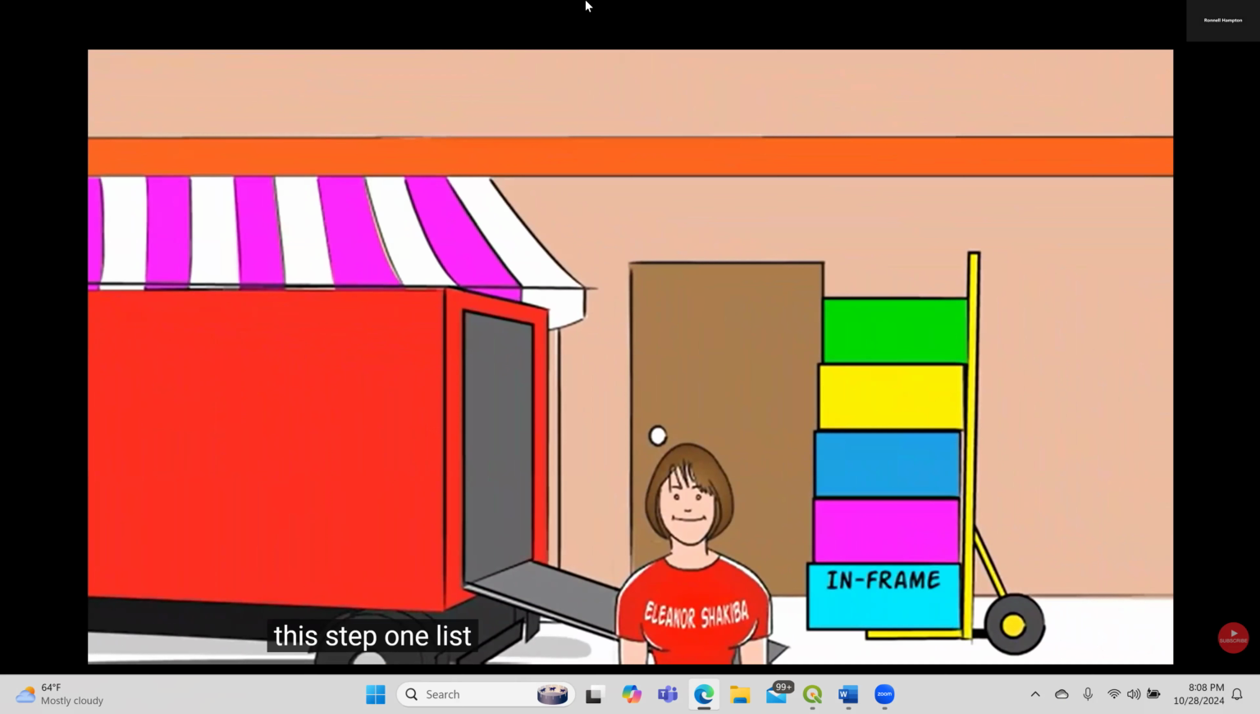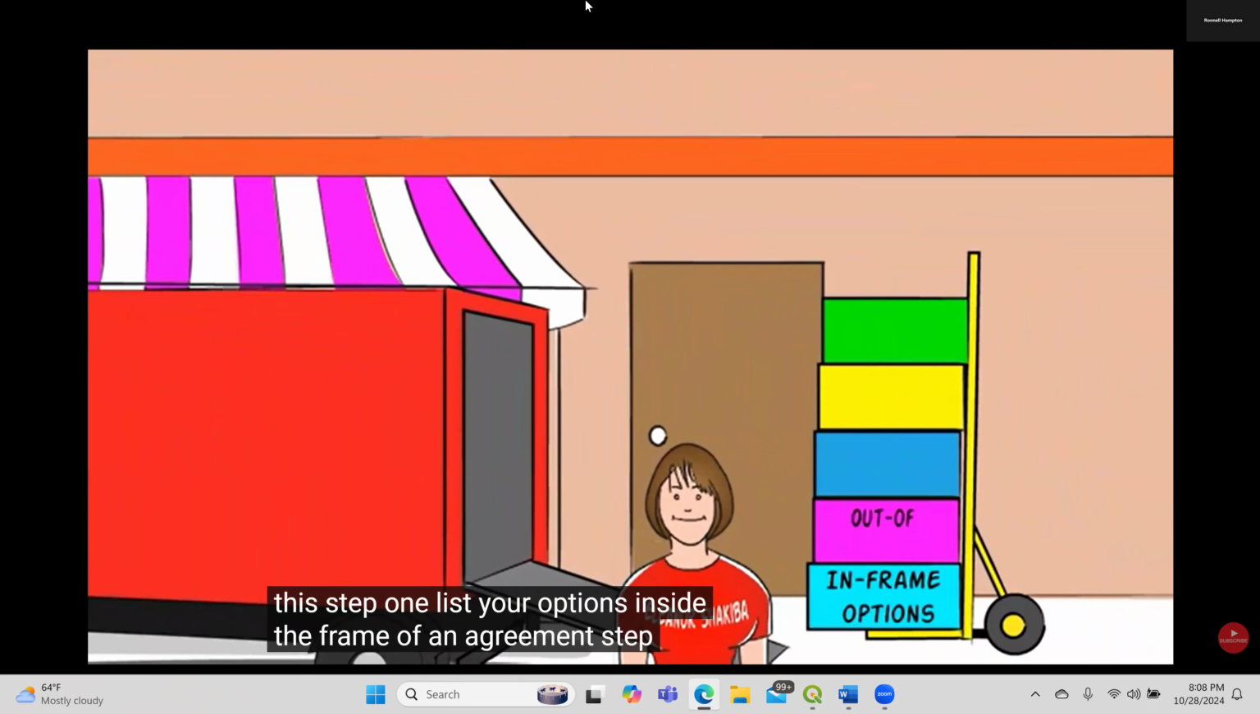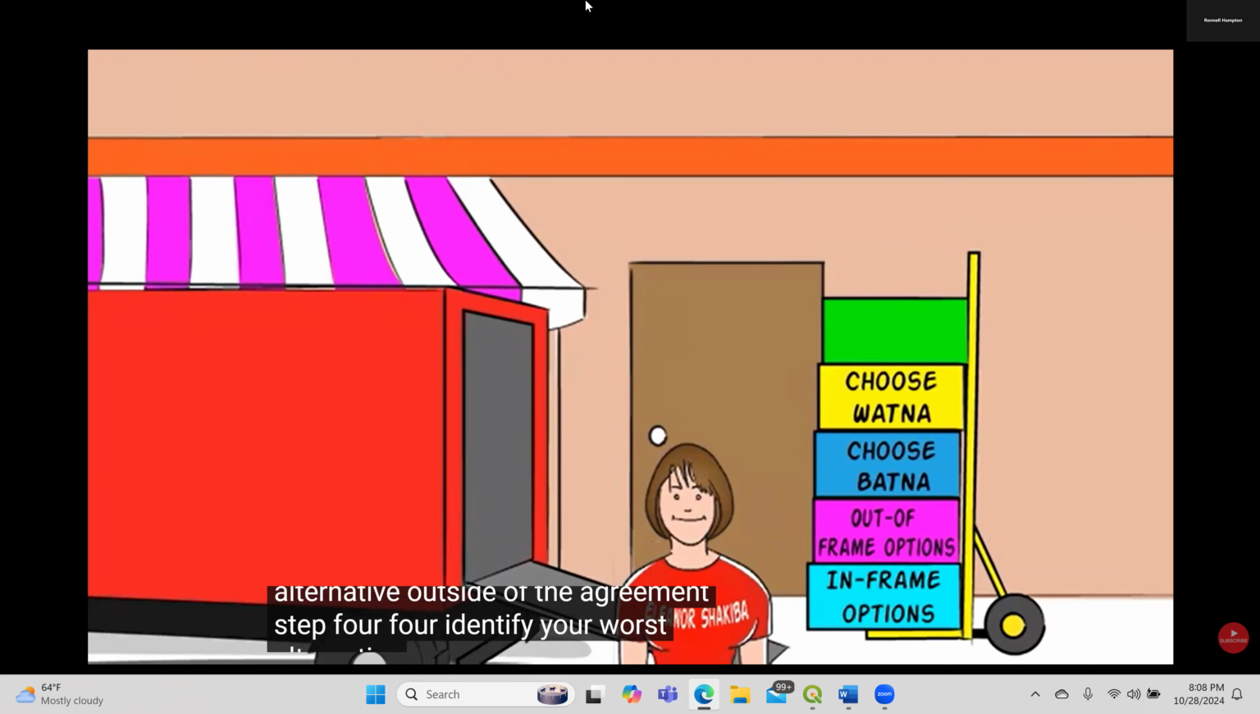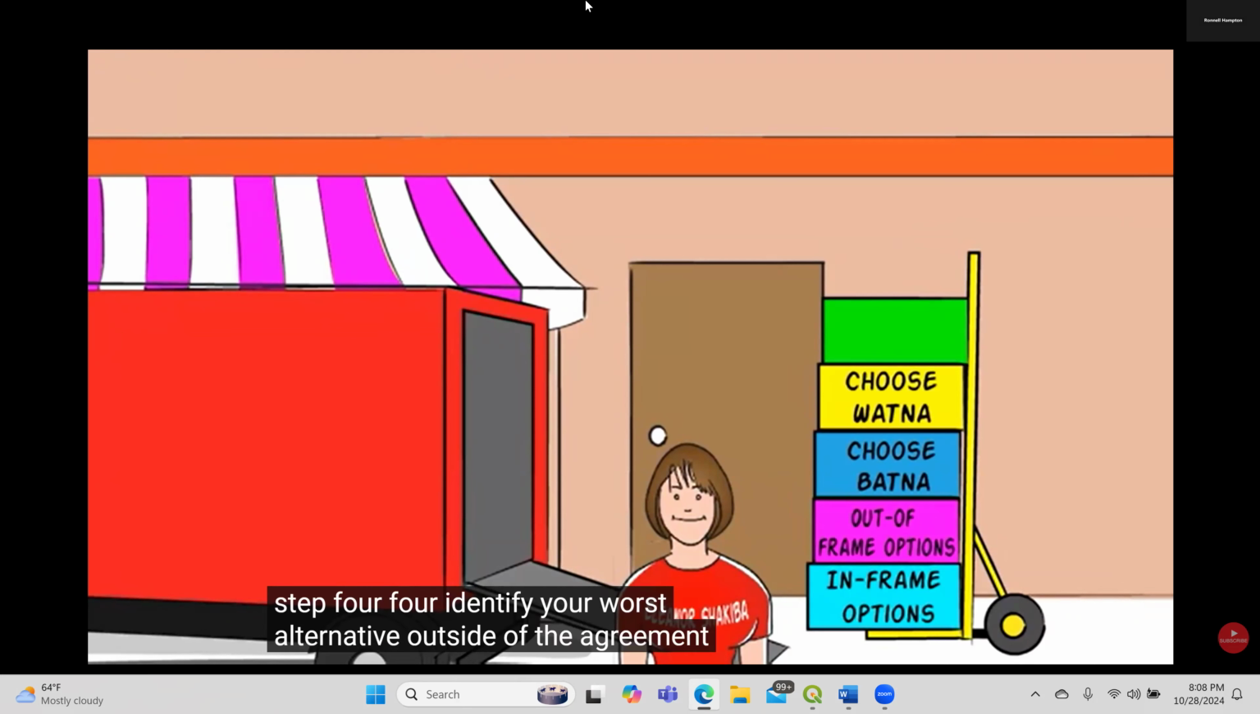Step 1. List your options inside the frame of an agreement. Step 2. List your options outside the frame of an agreement. Step 3. Choose your best alternative outside of the agreement. Step 4. Identify your worst alternative outside of the agreement. Step 5. Act to boost your BATNA.